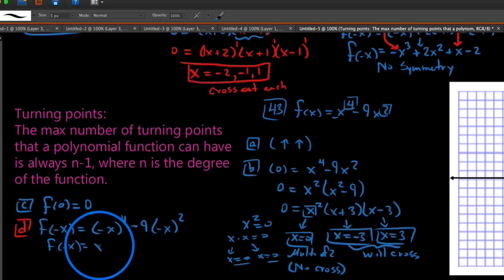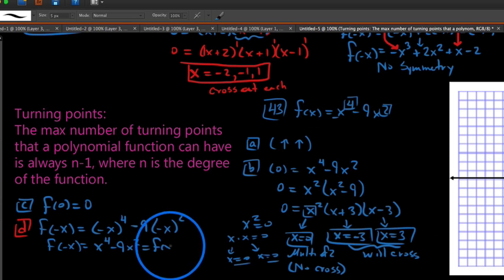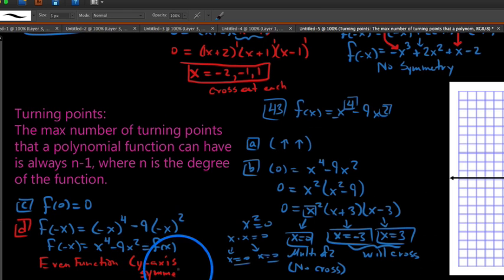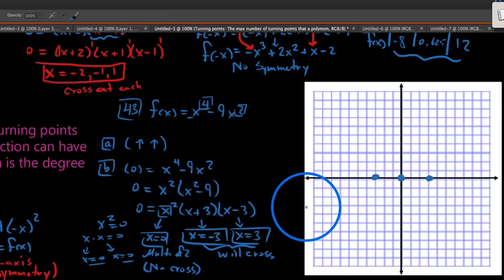So what you're going to see here is that we get our x to the 4th back, and this negative x squared becomes positive x squared when we square it. So we get negative 9 times a positive x squared. Hey, you guys, this is f of x. And so this is an even function, and because it's an even function, we have y-axis symmetry. The neat thing here is that when we have to fill out a table of values, I know the left side of my graph is going to look like the right side of my graph.